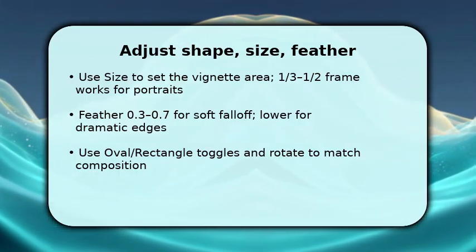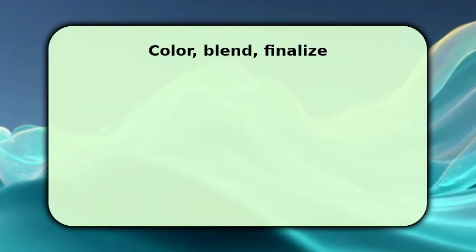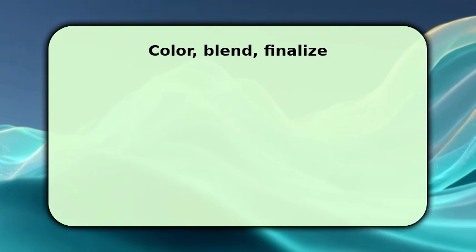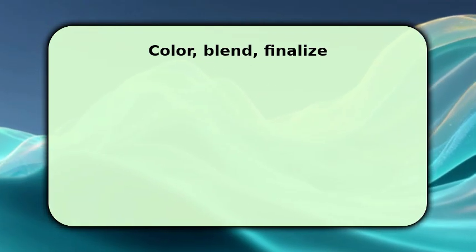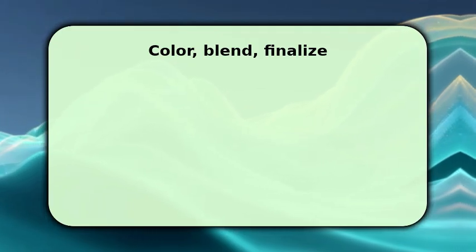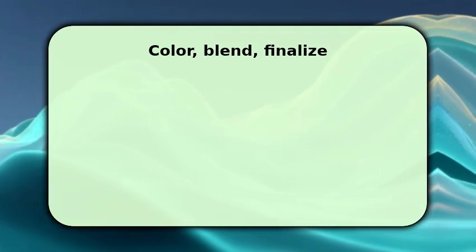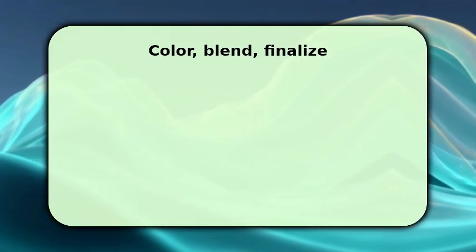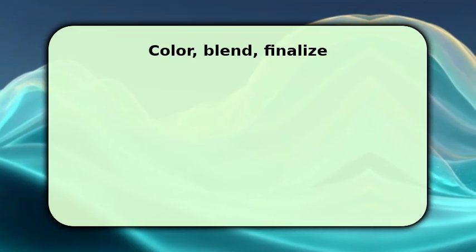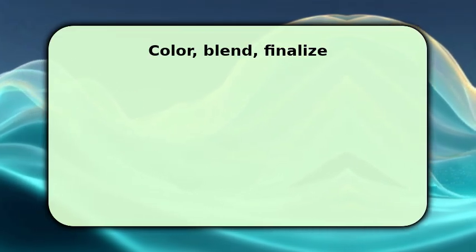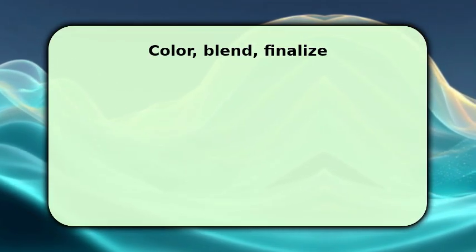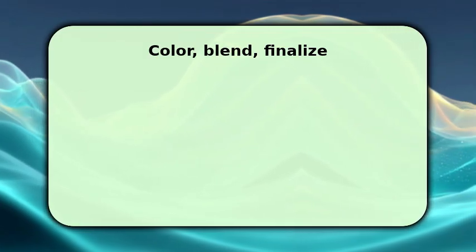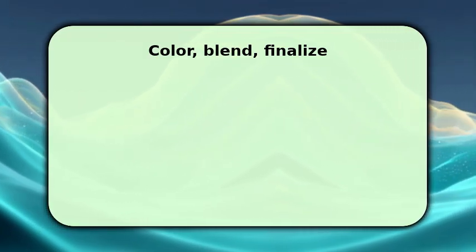Finish by matching the vignette's tone and integration into the image. You can add a slight color tint, 5 to 10% warmth or coolness, to harmonize with your photo. Next, tweak opacity and blend so the vignette interacts with the photo's exposure and contrast instead of looking pasted on. Once satisfied, save a copy, and if needed, use the mask or undo to remove the effect from specific areas like faces or highlights, if something looks off.